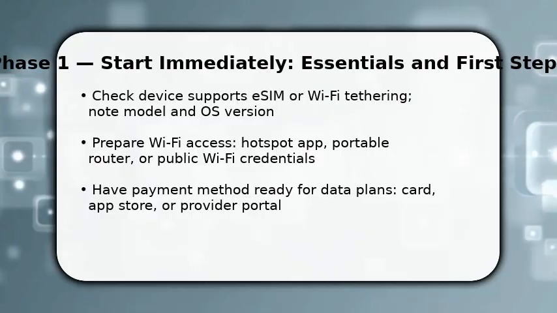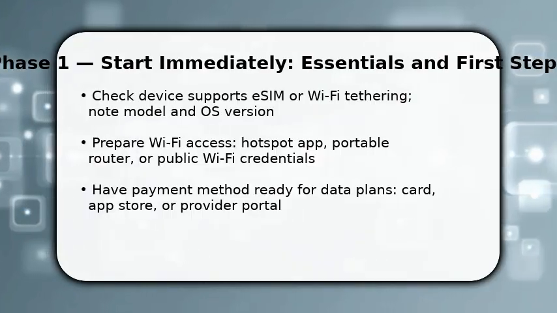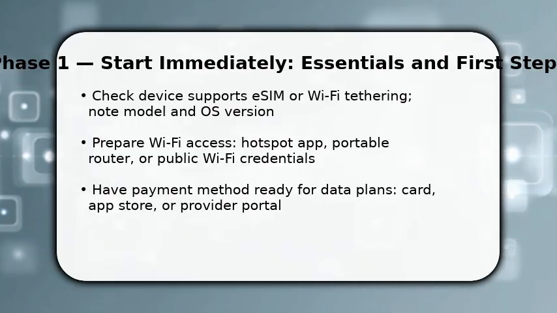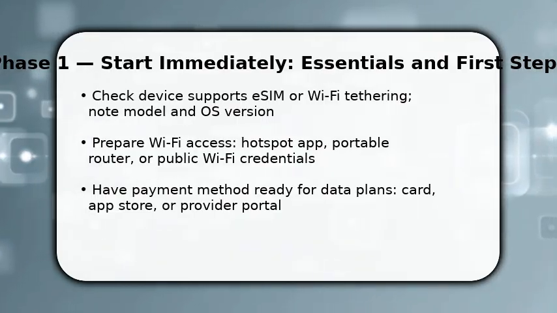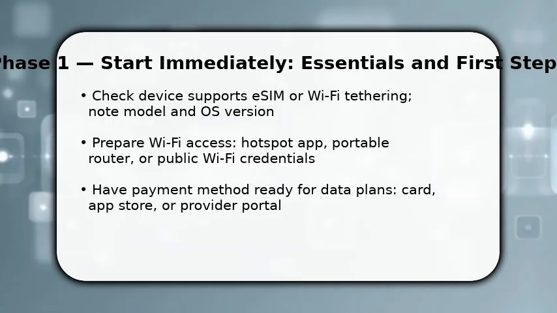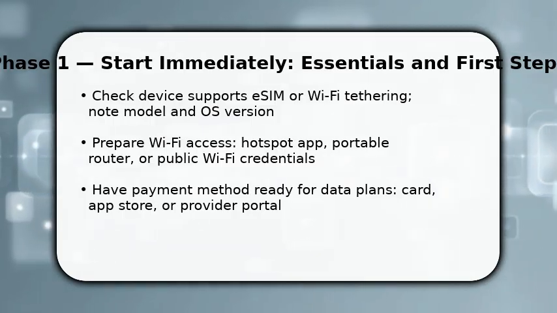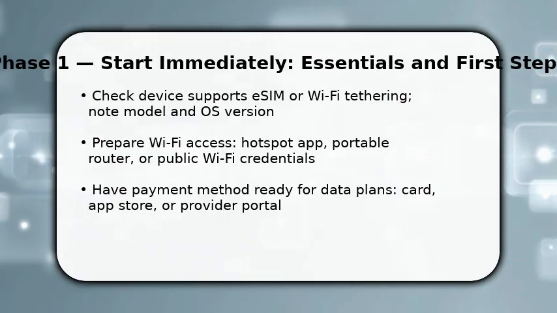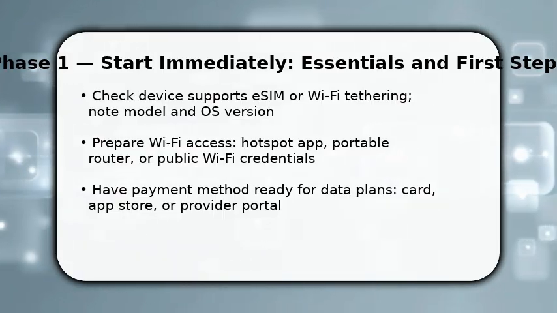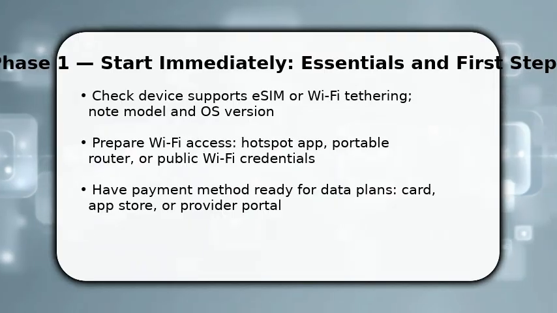You start by confirming your phone supports eSIM or Wi-Fi tethering. This matters because hardware limits the options. Next, sign into a hotspot service or portable router app so you can create a local network. Once done, make sure location and network permissions are enabled.